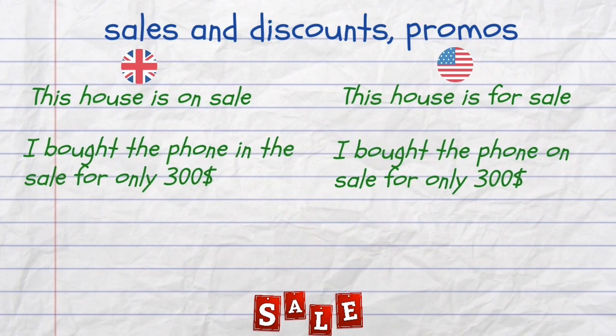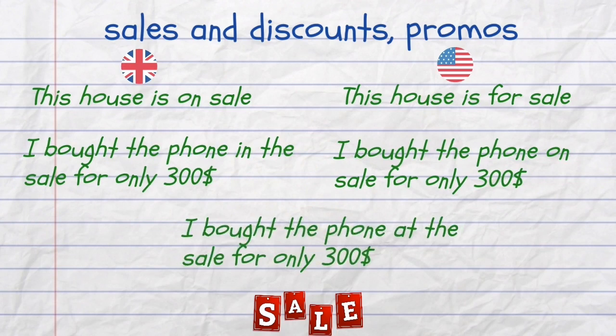British: I bought the phone in the sale for only $300. American: I bought the phone on sale for only $300. However, in both American and British variants of English, you can use the preposition at when talking about a physical place. For example, I bought the phone at the sale for only $300.